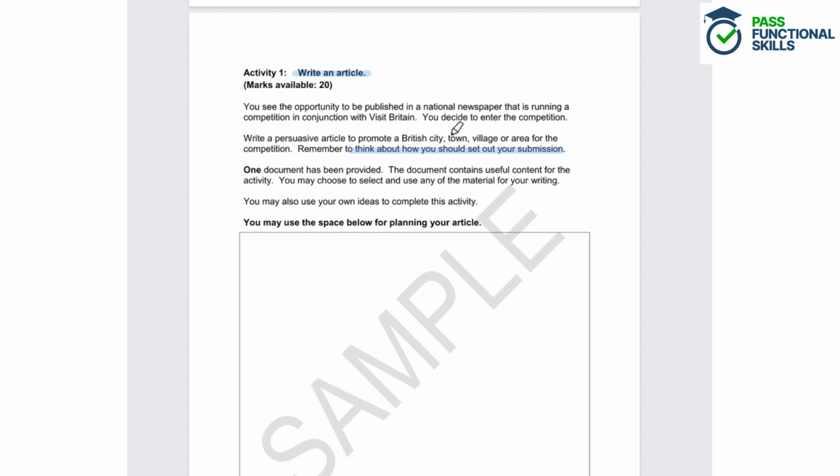Next, we need to identify the audience and the purpose. The audience is a general audience of people in Britain, because it's been written for a national newspaper, so we'll need to adapt to that audience. We also need to consider the purpose. So what are we doing?